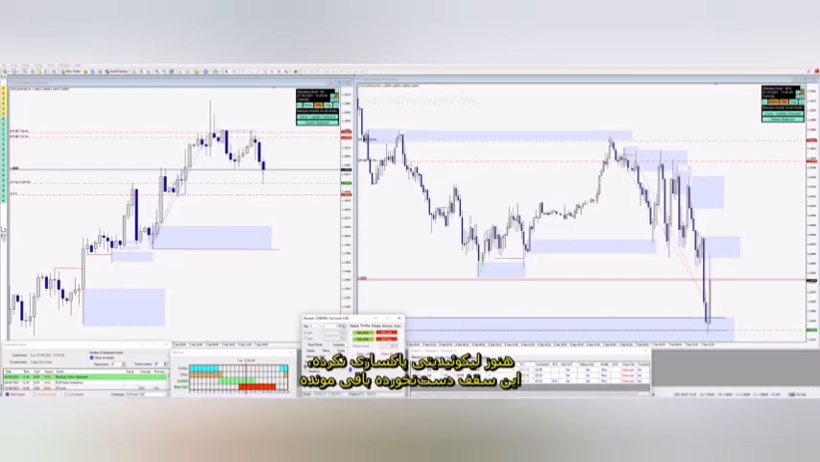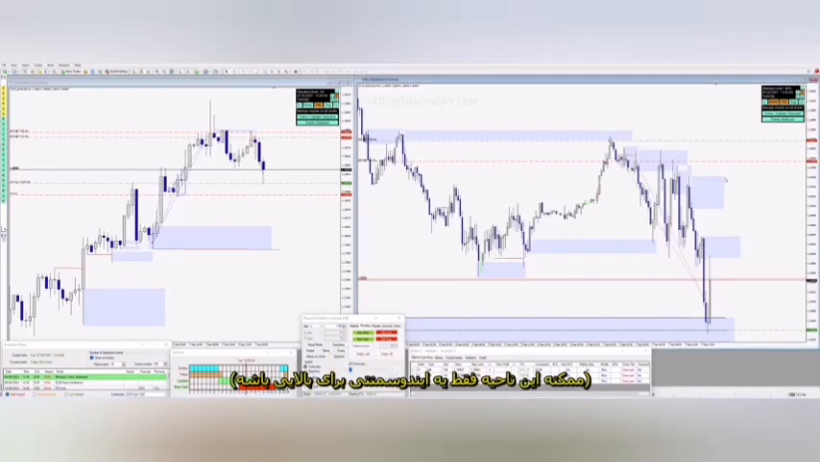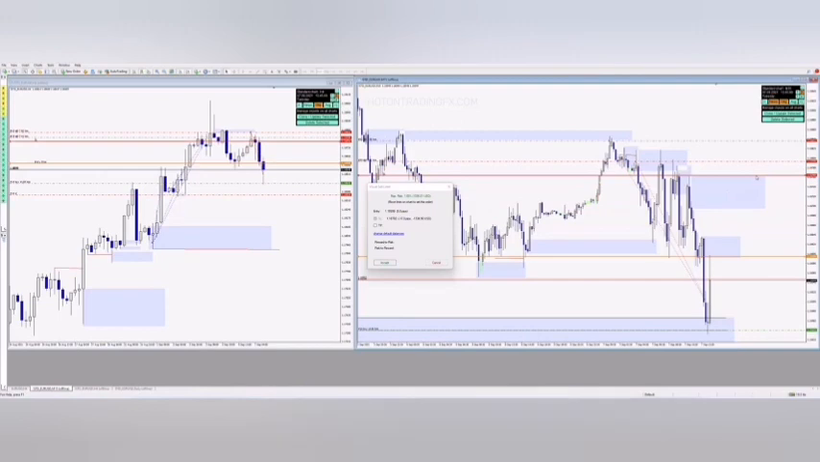It didn't sweep liquidity, right? It didn't sweep this high. It could be just inducement for above. So I prefer to sell from this zone up here actually, because that was the last mitigation. So let's put a limit on that.